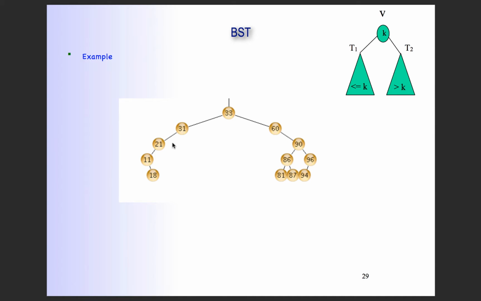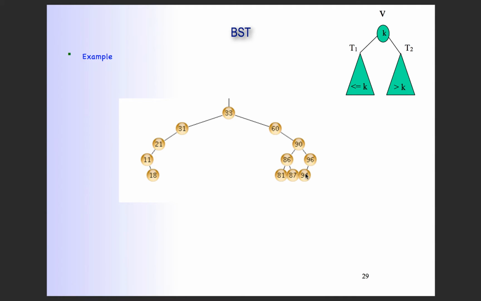So if you consider each node, for example, this node, the left value is lower than that value. If you consider this node, the left value is lower than this node. If you consider this node, the right value is greater than this value, there is no left value. If you consider this node, the right value is greater than this one. If you consider this node, the left value is lower than this one, and the right value is greater than this one. If you consider this one, the left value is lower than this one, and the right value is greater than this one. And if you consider this node, the left value is lower than this one.